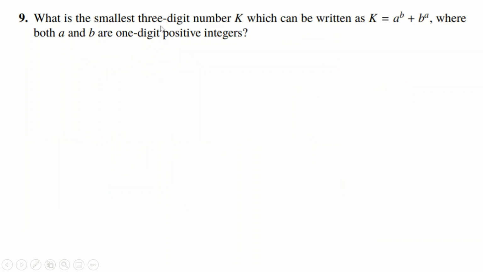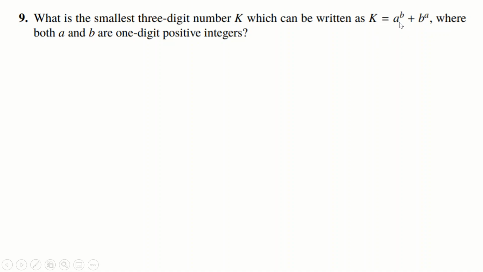Okay, what's the smallest three-digit number k, which can be written as that? Now, a and b are both one-digit positive integers, it should say. Now, I have to admit, when I did this, it took me about 14 seconds, because what I figured was, well, if a and b are too small, like 1 and 2 or 2 and 3, this isn't going to reach 100. Like, I need it to reach a three-digit number.